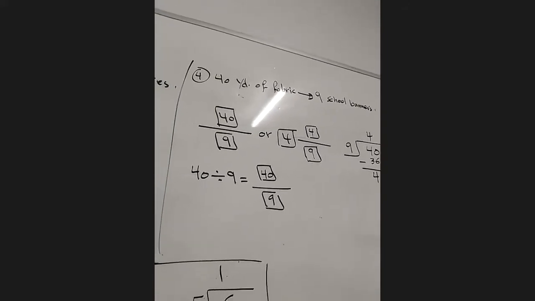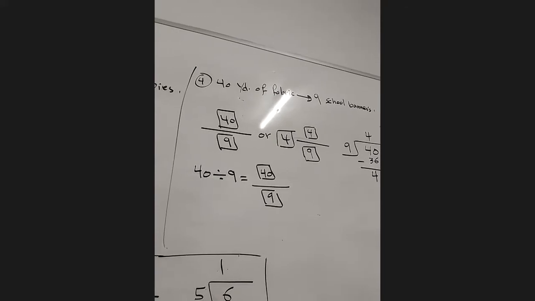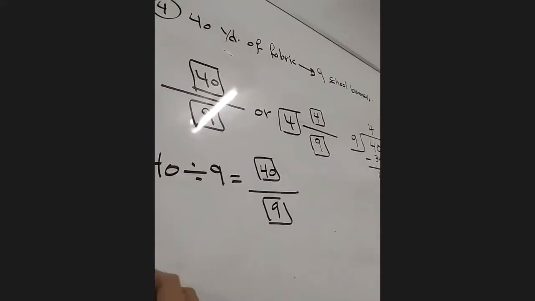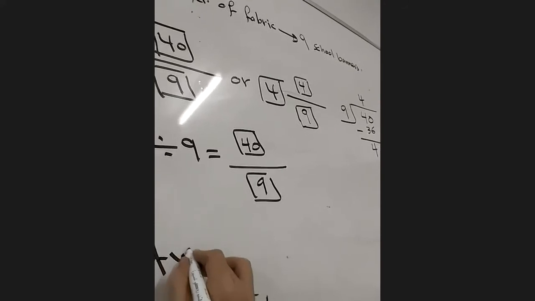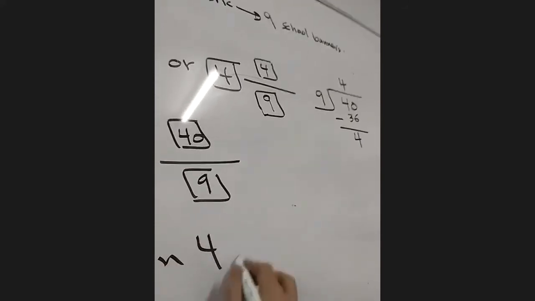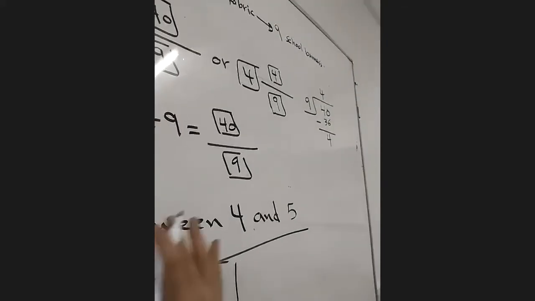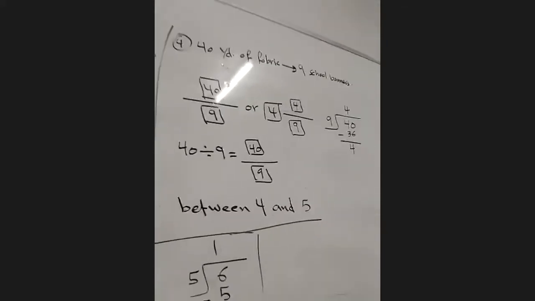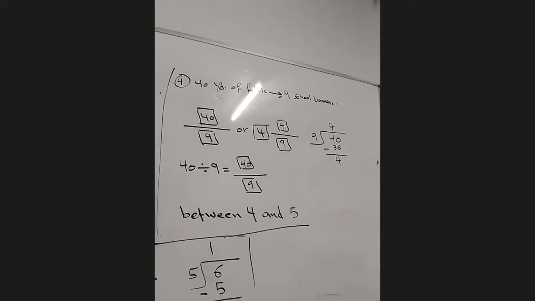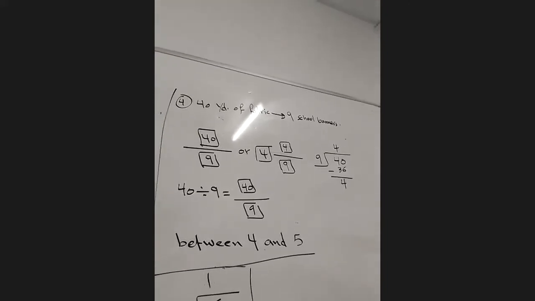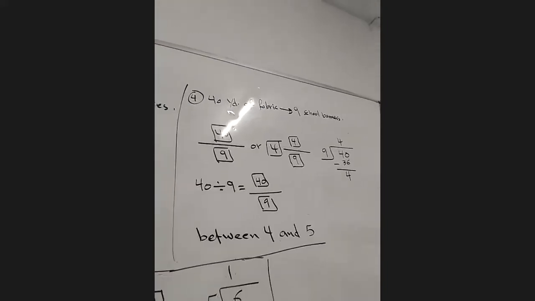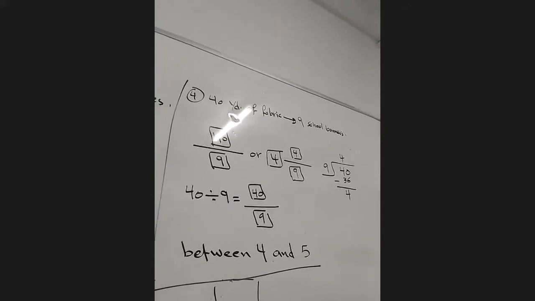Now, can you tell me this number, 4 and 4 over 9, is between which two numbers? Between 4 and 5, I think. Excellent. So the answer is between 4 and the next number, which is 5. It lies between 4 and 5. Excellent, Ghassan. This is question 4, guys, done by Ghassan. Copy and fill the blanks, please.